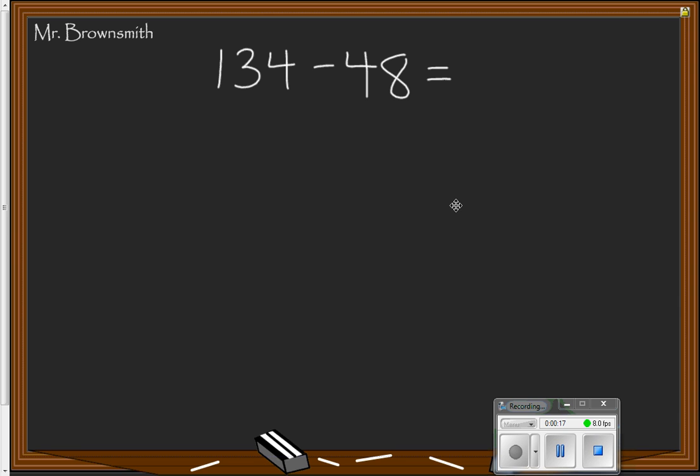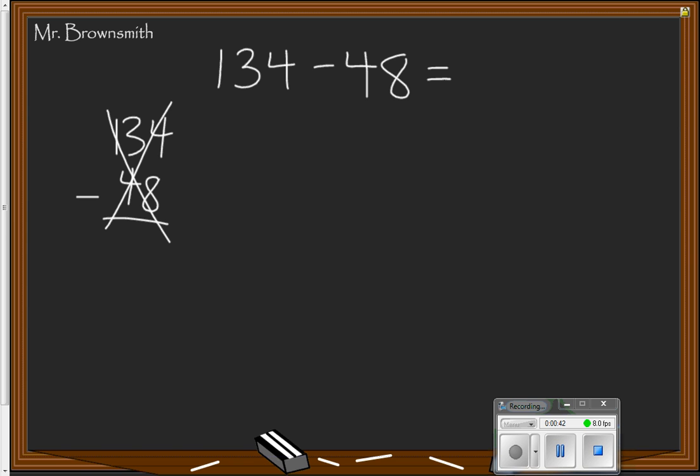A lot of us instantly want to go to the traditional algorithm, so we start writing it something like this. And the part that we get hung up on is with the borrowing, because we haven't quite done a whole lot of borrowing yet with this. So today I want you to forget about this traditional algorithm here, and we're going to find a different way to solve this that might be a little easier for some of us.